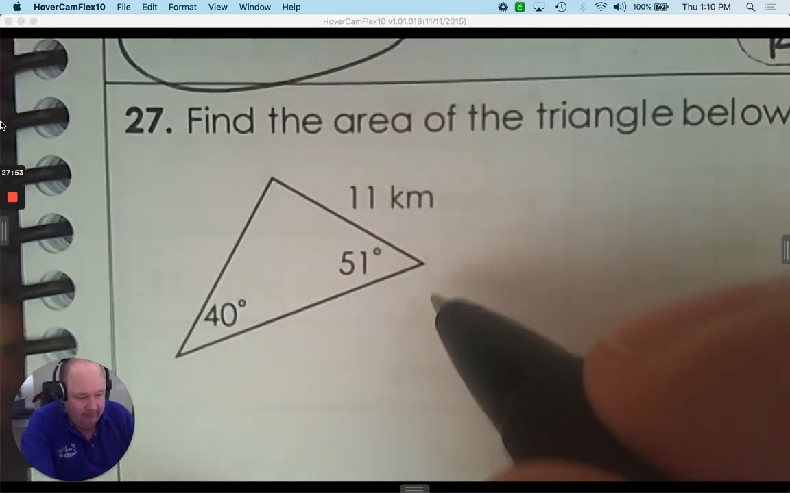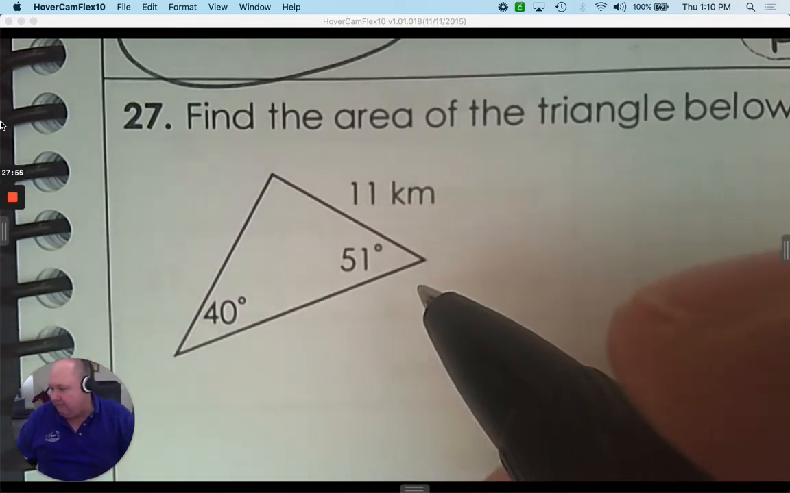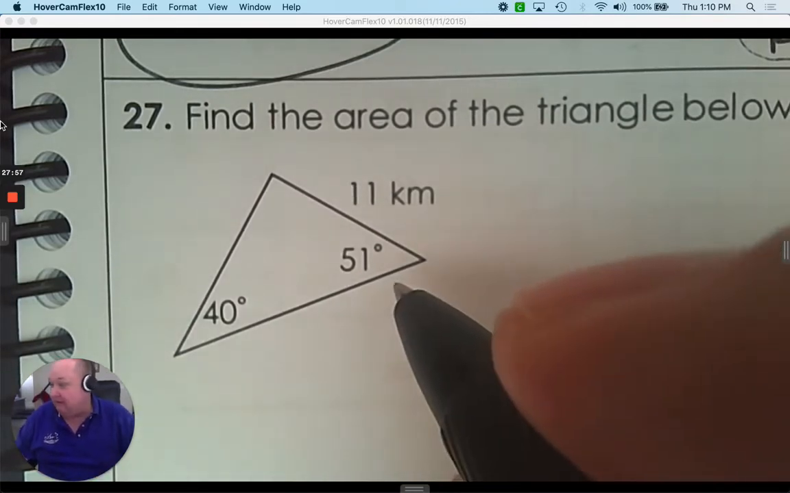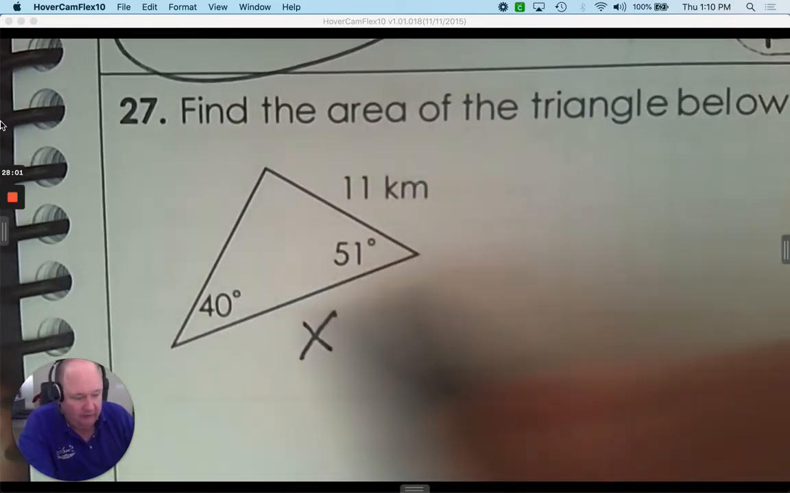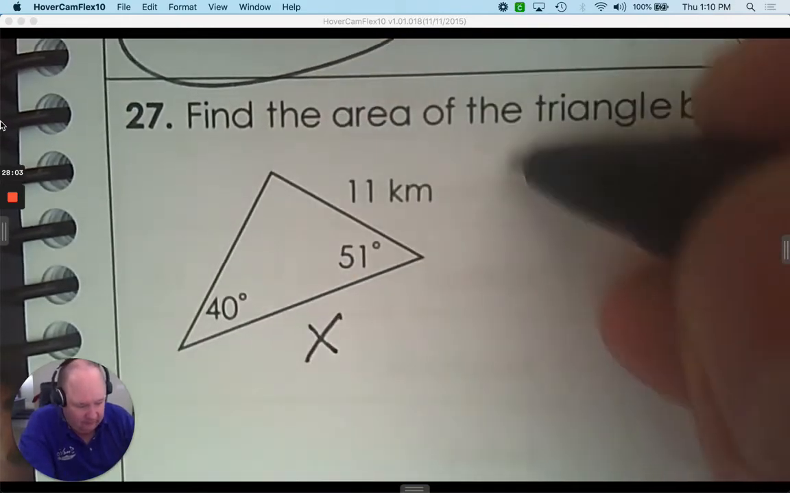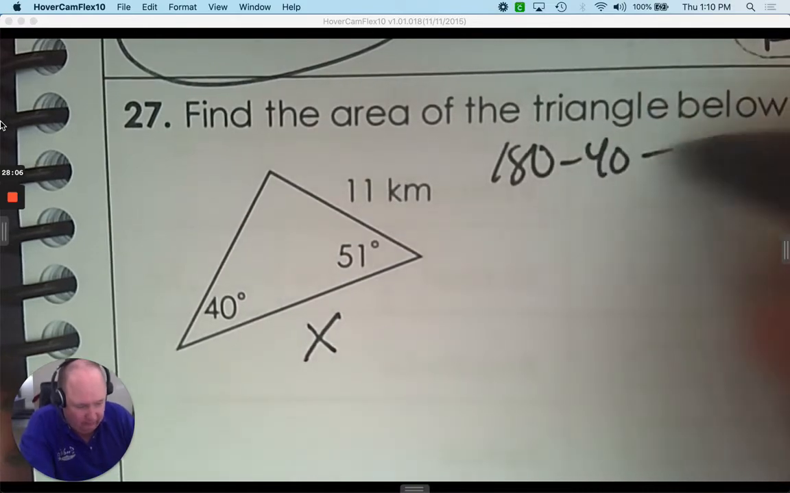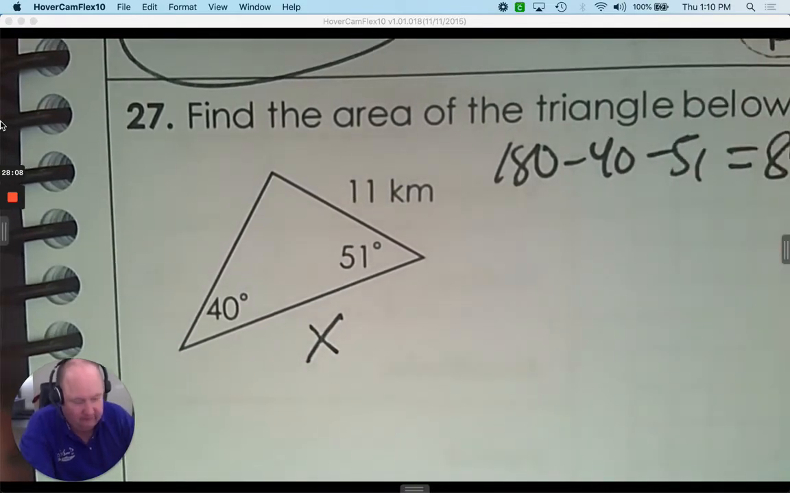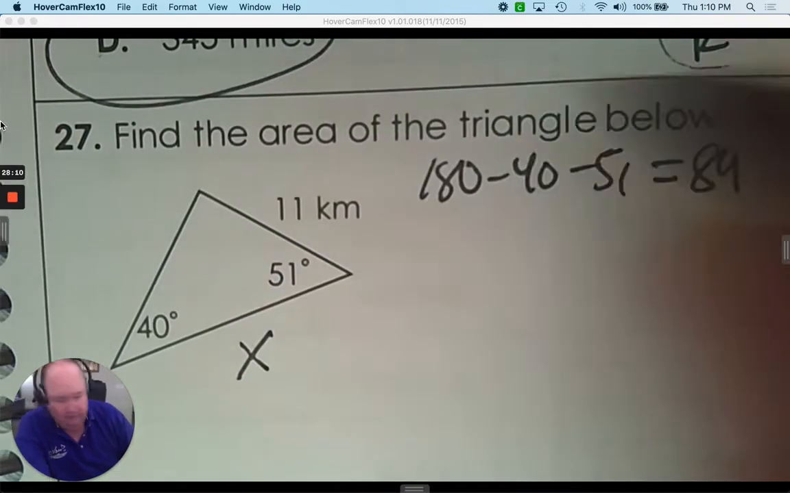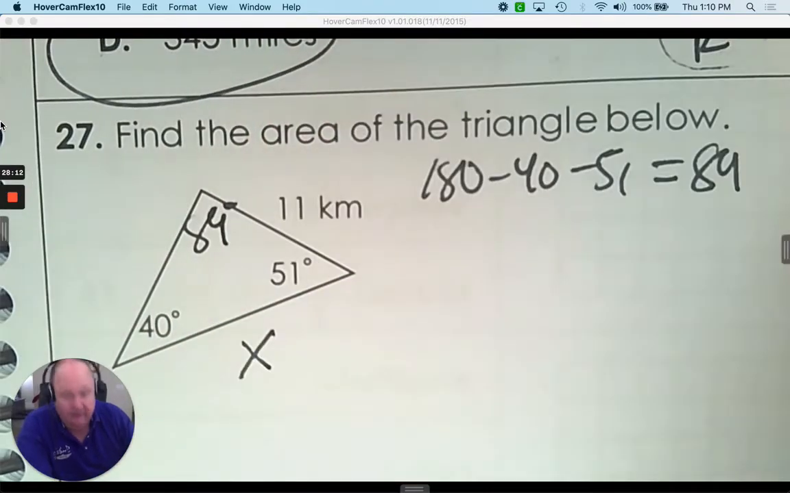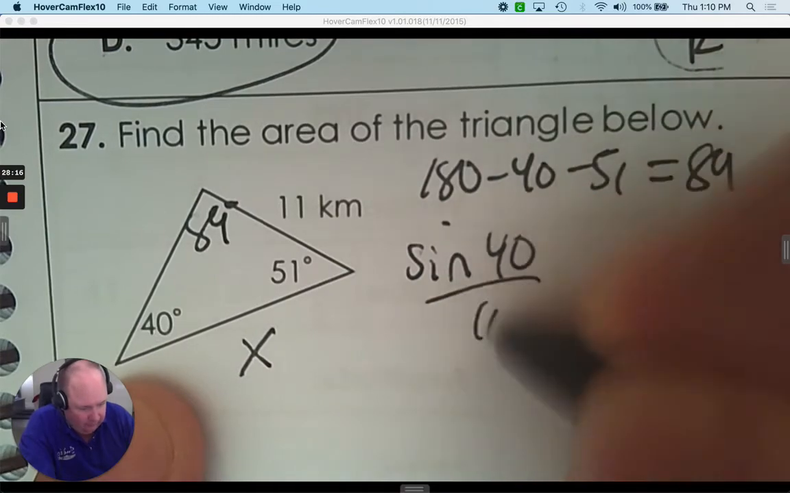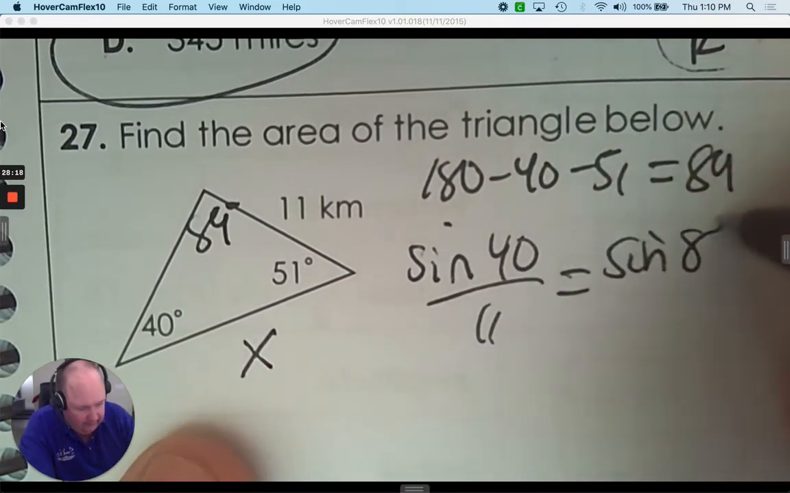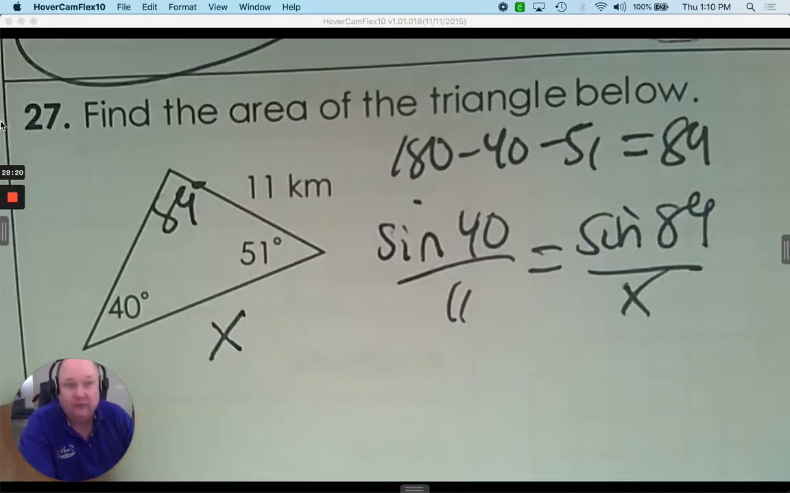So step number one is I don't have enough information. I need to know a side. So I'm going to find that side there. If I go find this angle up here, that's 180, subtract 40, subtract 51. I think that's 89. That's up here. Now I can go sine 40 over 11 and sine 89 over x.